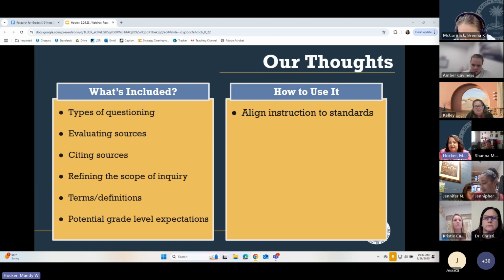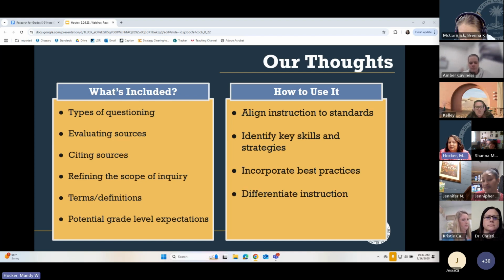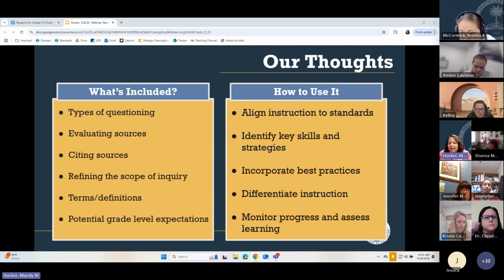All right, so some ways that we may find to use the research support document is to align our instruction to the standards, obviously. We can identify the key skills and strategies that we need to use to support research. We can incorporate best practices, differentiating our instruction. Based on those grade band suggestions, we can determine how we can shift or scaffold our instruction to meet the needs of our students. But then also we can monitor our progress and assess learning by using this document. So I hope that you found the research support document as helpful as we have found it.